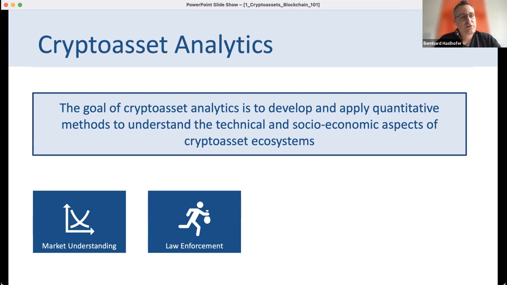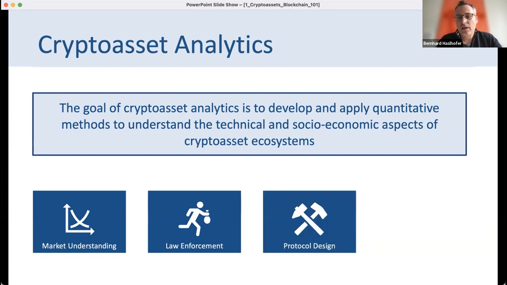Then we also have law enforcement, because not all crypto asset transactions are legal. So unfortunately, crypto assets like Bitcoin are also used for illegal purposes, for purchases of illegal goods and services in the darknet, for instance. And law enforcement also applies crypto asset analytics or forensic techniques to track or trace illegal funds from one actor to the other. In recent years, we also noticed that crypto asset analytics is getting increasingly important for protocol designers, those who are working on new protocols to improve, for instance, issues associated with blockchain technology, like throughput or energy consumption. They also need analytics techniques to measure how existing systems behave in the wild.